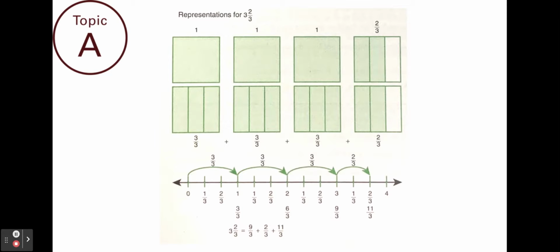Continue to use representations throughout the unit. When you're comparing mixed numbers with fractions greater than 1, don't find yourself just using a procedure. 3 times 3 plus 2 equals 11 thirds. That doesn't make sense if we don't connect it to a visual. Visuals prove there are 11 thirds in 3 2/3.